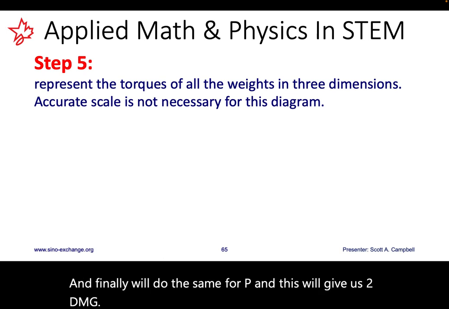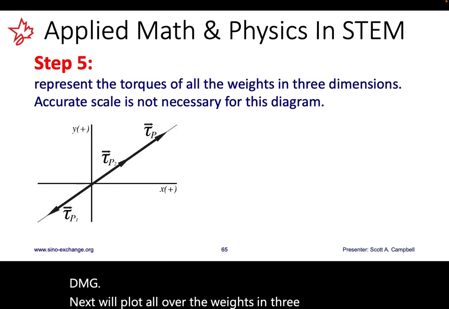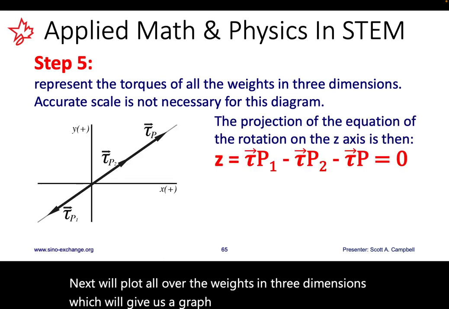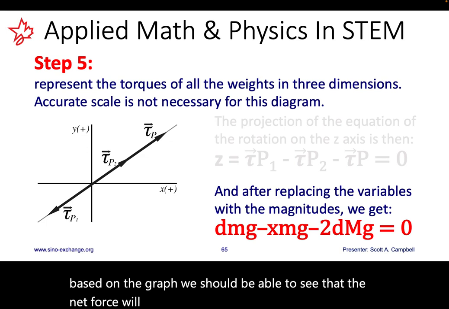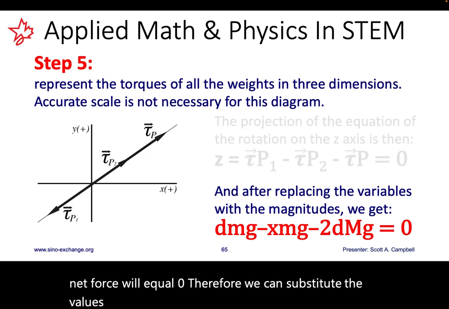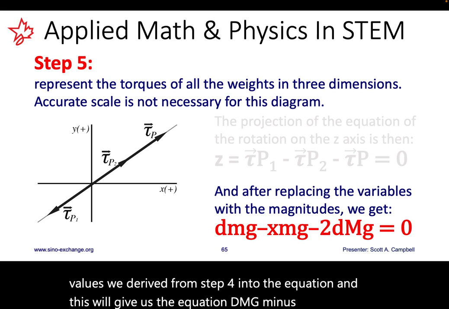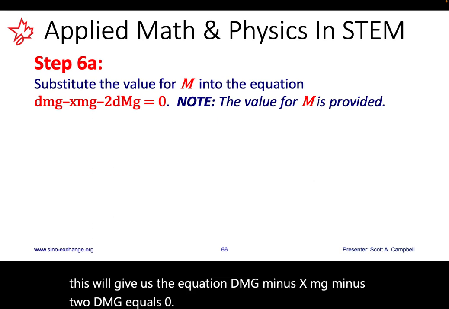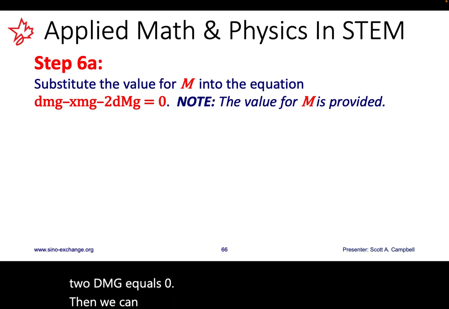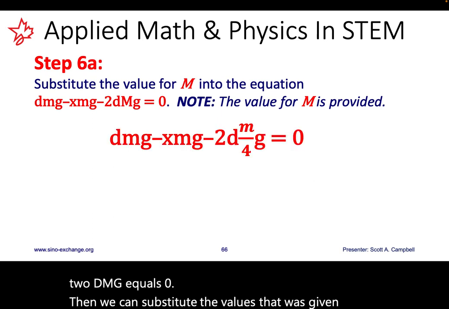Next, we'll plot all of the weights in 3 dimensions, which will give us a graph that should look like this. And based on the graph, we should be able to see that the net force will equal 0. Therefore, we can substitute the values we derived from step 4 into the equation, and this will give us the equation dmg minus xmg minus 2 dmg equals 0.